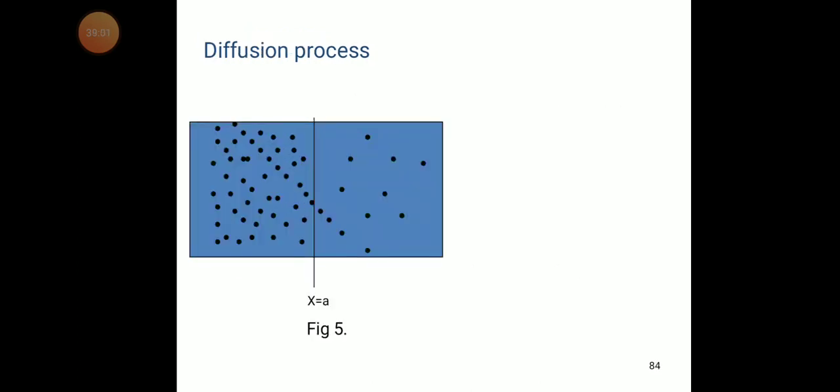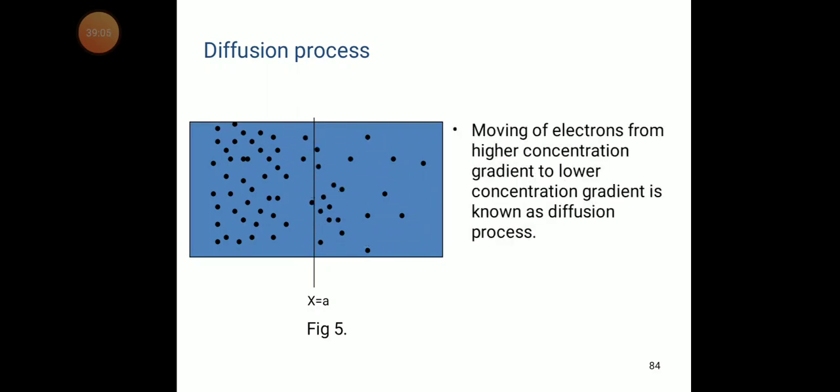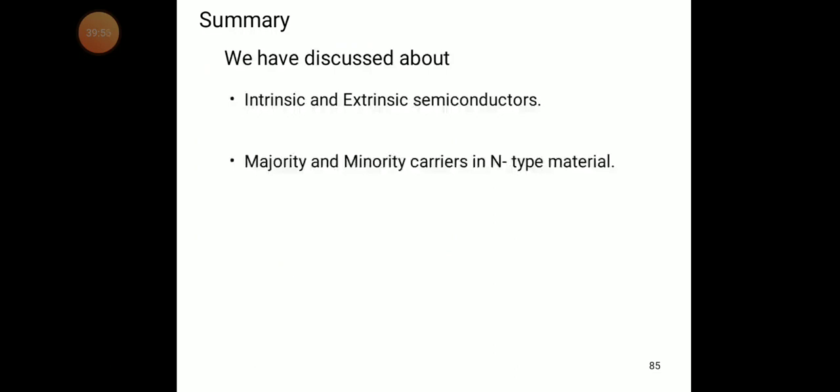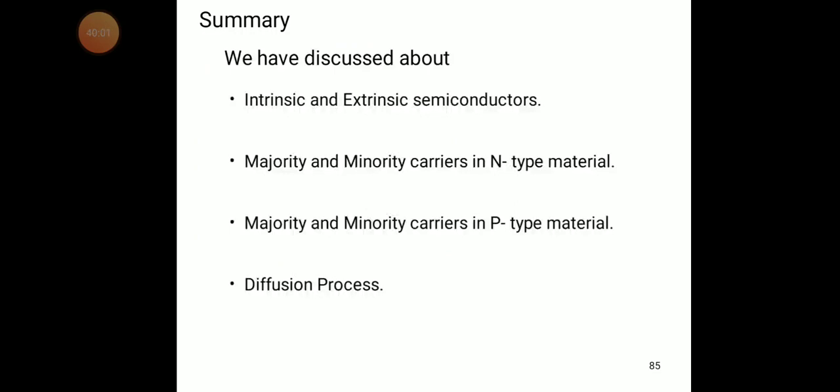Next one is the diffusion process. Moving of electrons from higher concentration gradient to lower concentration gradient is known as the diffusion process. In the drift we are applying external energy or external voltage, but in the diffusion there is no external source, internally it has the movement. With the drift there is some amount of current flowing, but in the diffusion process there may not be current. So we discussed the intrinsic and extrinsic semiconductor, majority and minority carriers, the diffusion process and the drift process.